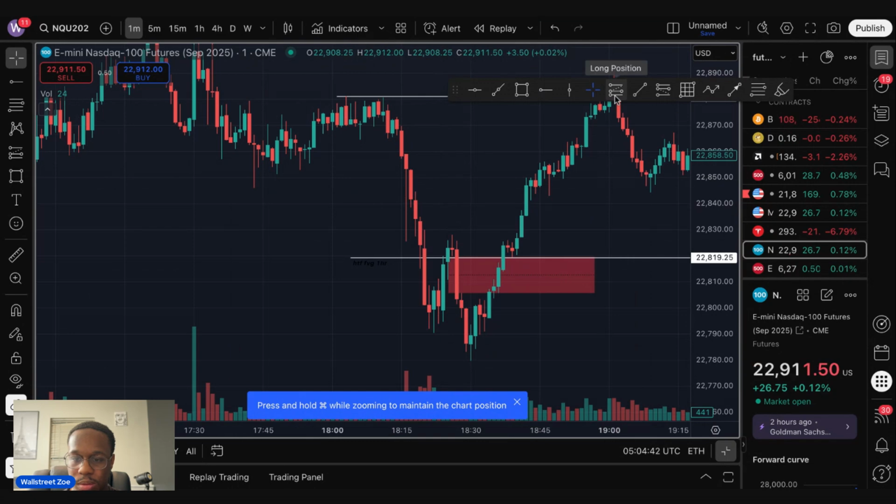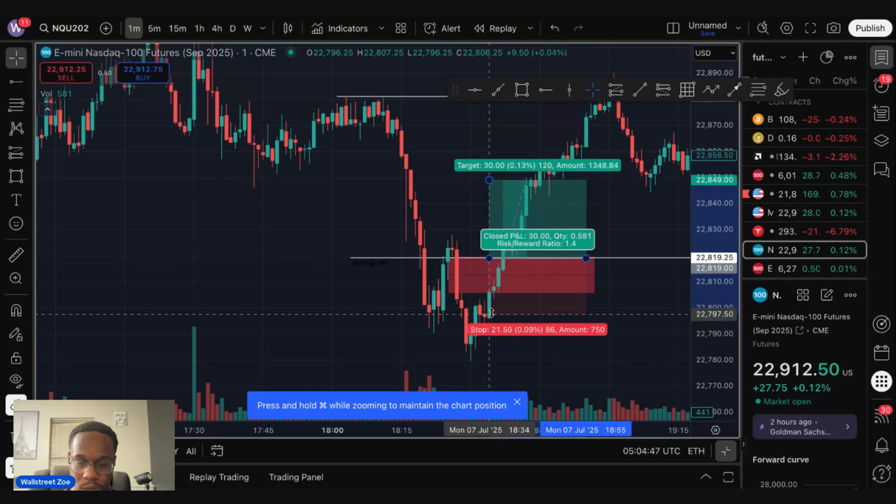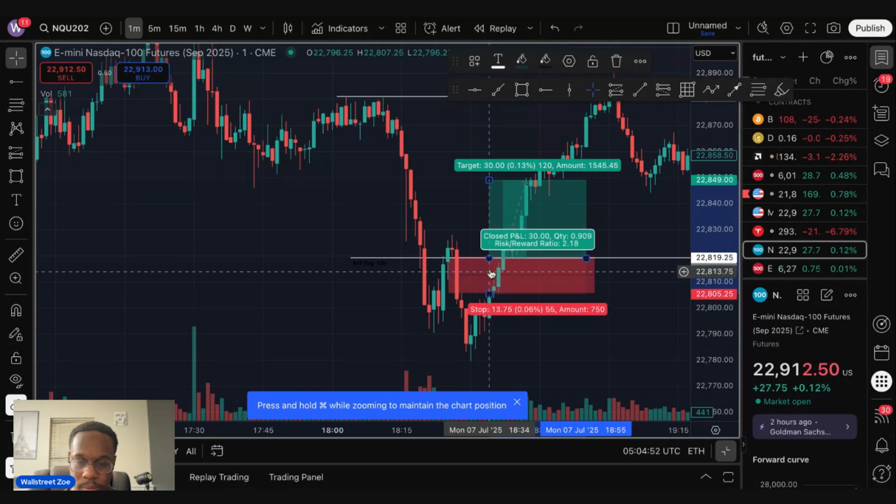And if we pull out our risk to reward, you'll see you want to place your stop loss below the bottom of the inversion fair value gap, this fair value gap right here. And you want to enter at a close above it.